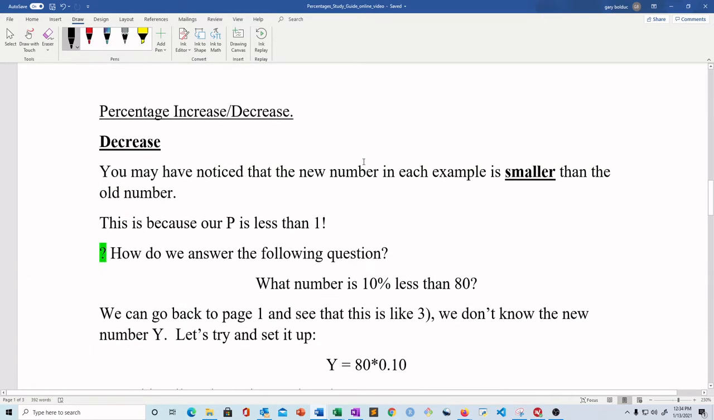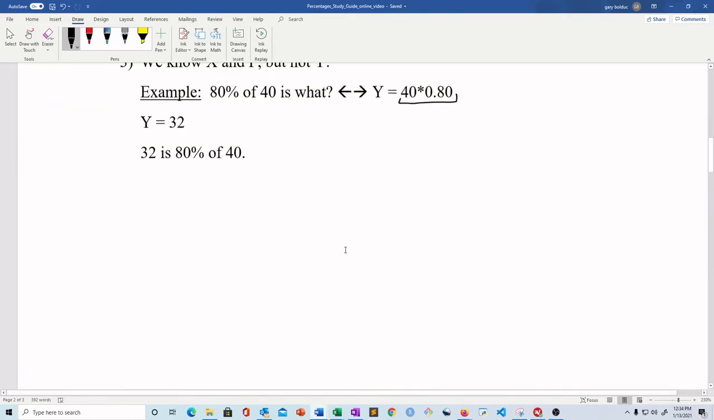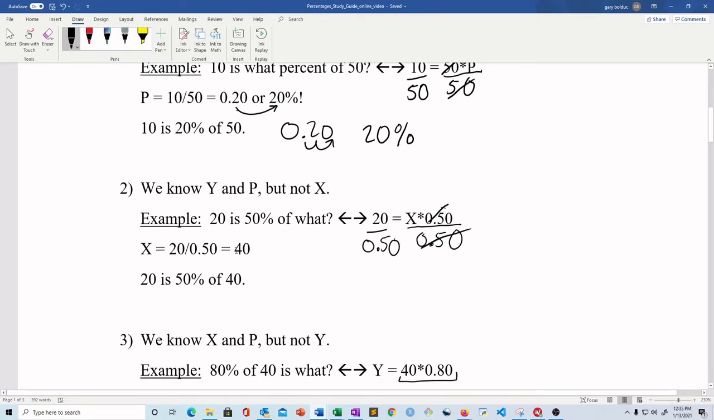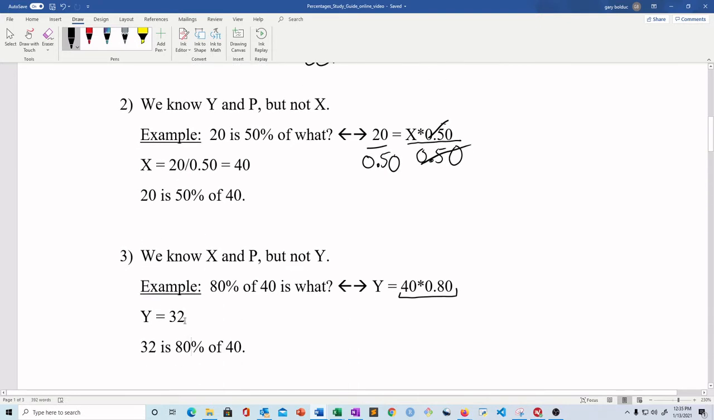Let's get down here to the next piece. The next piece is specifically talking about percentage increase and decrease. The tricky thing is we actually have already been doing this a little bit. All 3 of these problems that we just went over were decreasing by a percent. What does decrease mean? It means to get smaller. So what happened? 50 in this example got smaller to 10. In this example, 40 decreased to 20. In this example, 40 decreased to 32. So we actually have done this 3 times already.